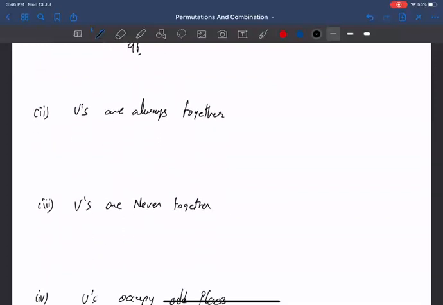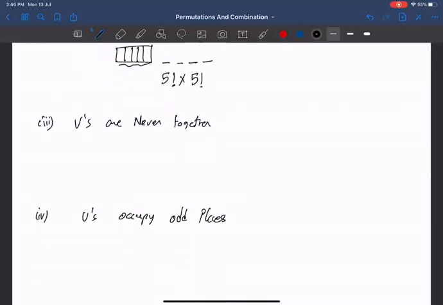नेक्स्ट पार्ट, vowels are always together. तो क्या करने का, vowels are always together मतलब consider this 5 vowels as 1 unit and remaining 4 are not together. All together कितना public हो गया? 5 public. 5 public can be arranged within themselves in how many ways? 5 factorial. And this group of vowels can be arranged within themselves in 5 factorial ways.